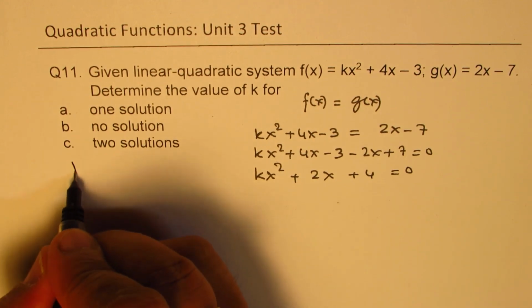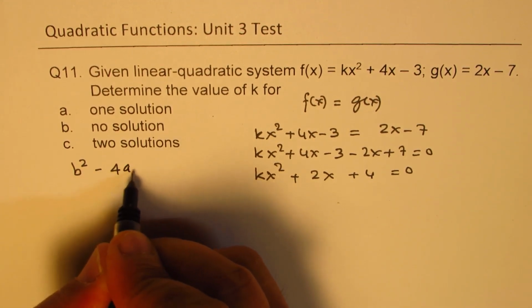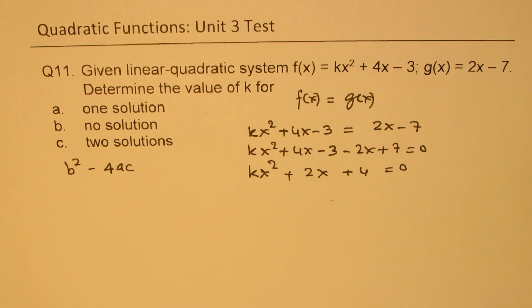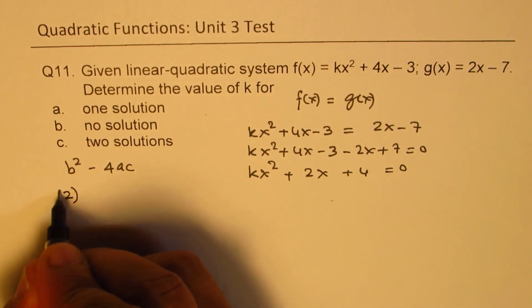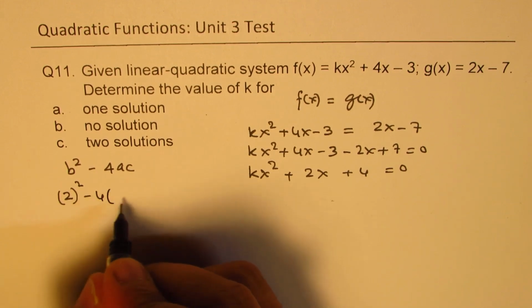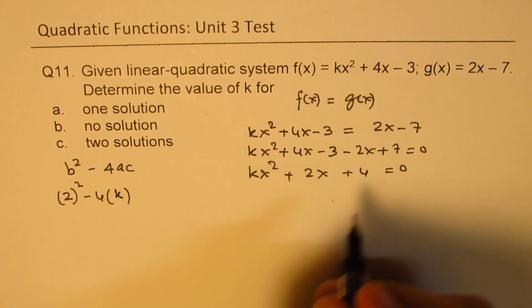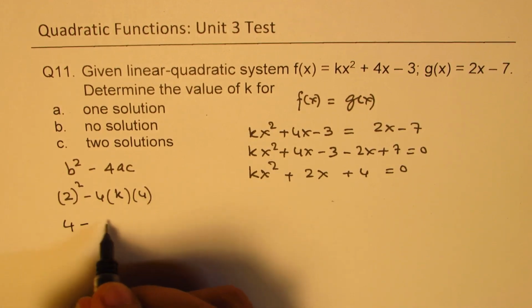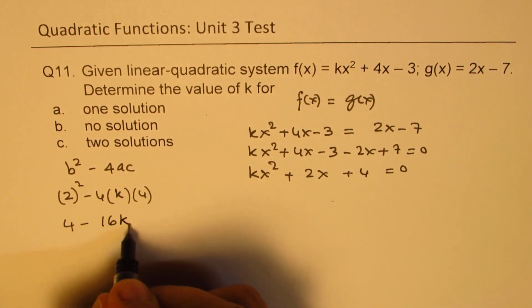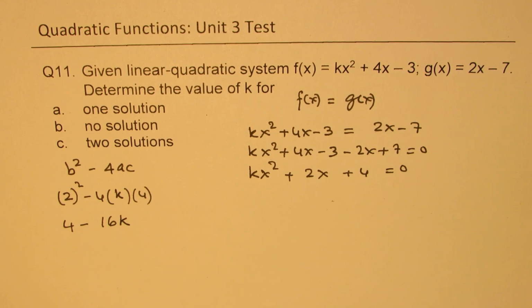So we'll analyze b squared minus 4ac to find the number of solutions. Is that clear? Now b in this case is 2, so we have 2 squared minus 4 times a, which is k, and c is 4. So we have 4 minus 16k, right? So we have this situation.